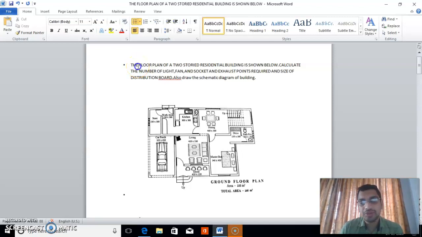This video helps you to do the electrical system design problem in a domestic building. So you look at the problem. The floor plan of a two-storied residential building is shown below. Calculate number of light, fan, socket and exhaust points required and size of the DB. Also draw the schematic diagram, electrical schematic diagram of the building.